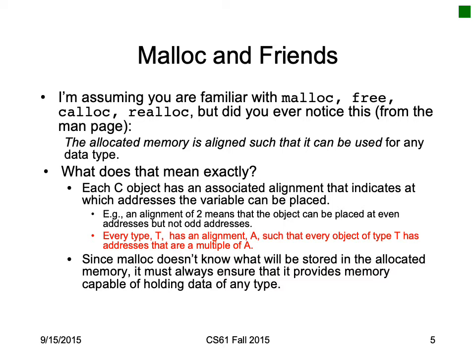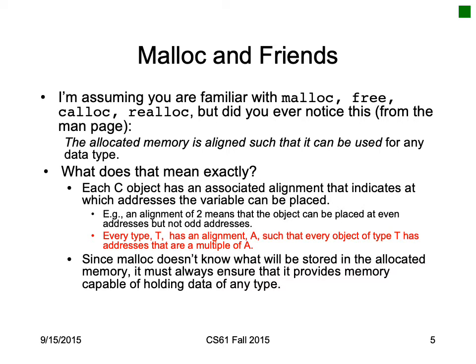Well, it turns out that in C, each object has an associated alignment that basically restricts the memory addresses at which variables of that type can be allocated. So for example, a short, which is 16 bits or 2 bytes long, has an alignment of 2. And what that means is that anytime we allocate a short, it's going to be placed at an even address and will never be placed at an odd address. That is, it has 2-byte alignment.